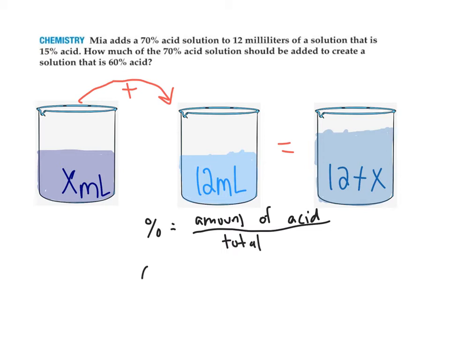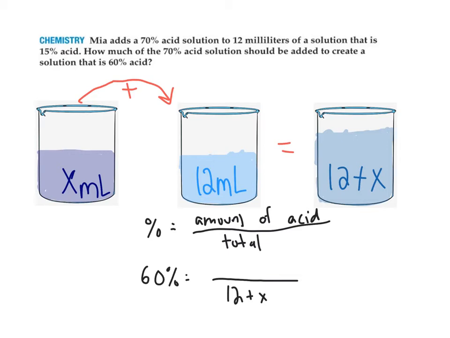60% should be the amount of acid, which we haven't addressed yet, but our total amount of solution is 12 plus x. There's 12 plus x milliliters in our final solution. Now, although we do want 60% of that final solution to be acid, we should know at this point that we can't really do any algebraic math with percents.